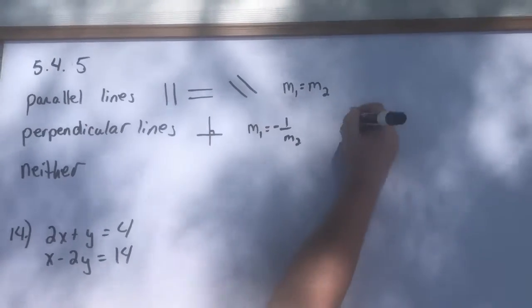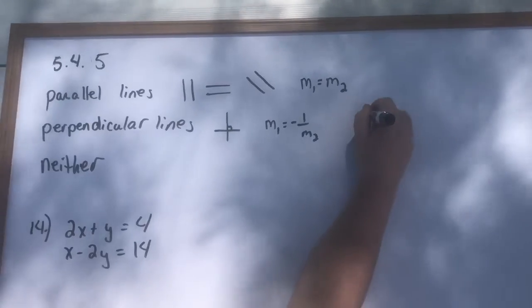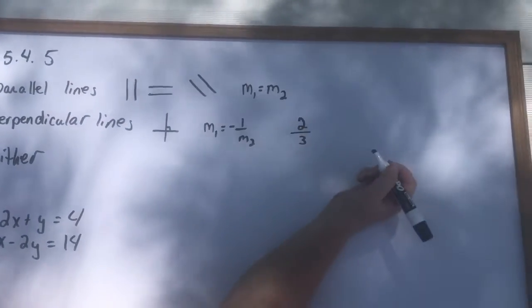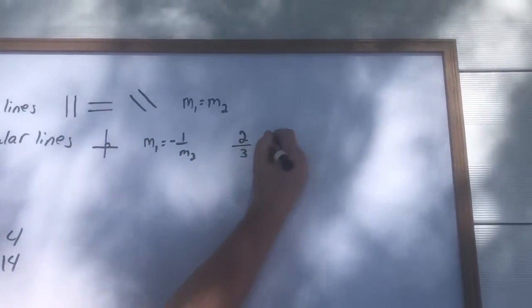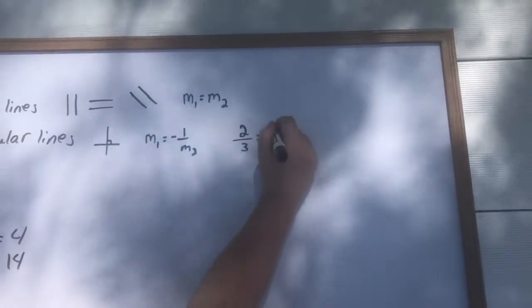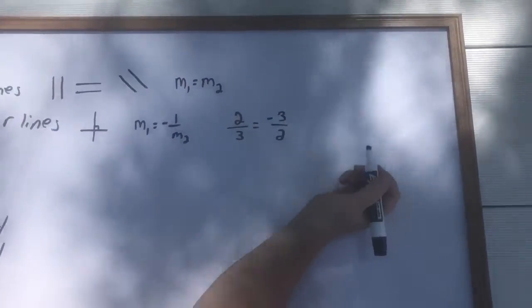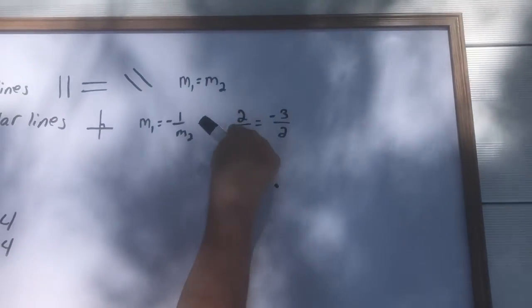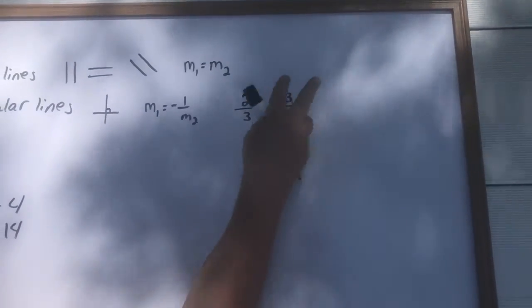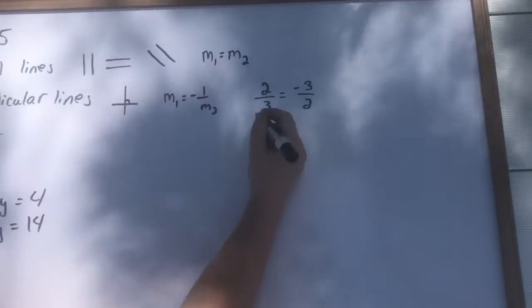What this means is if we have a slope of, let's say, 2/3 for the first slope, m1 is 2/3, then the slope of the second one would have to be -3/2. This is the negative reciprocal. So that's what that means. Whatever the one is, the other one has to be negative, and the numerators and denominators are flip-flops. So let me show you another one.